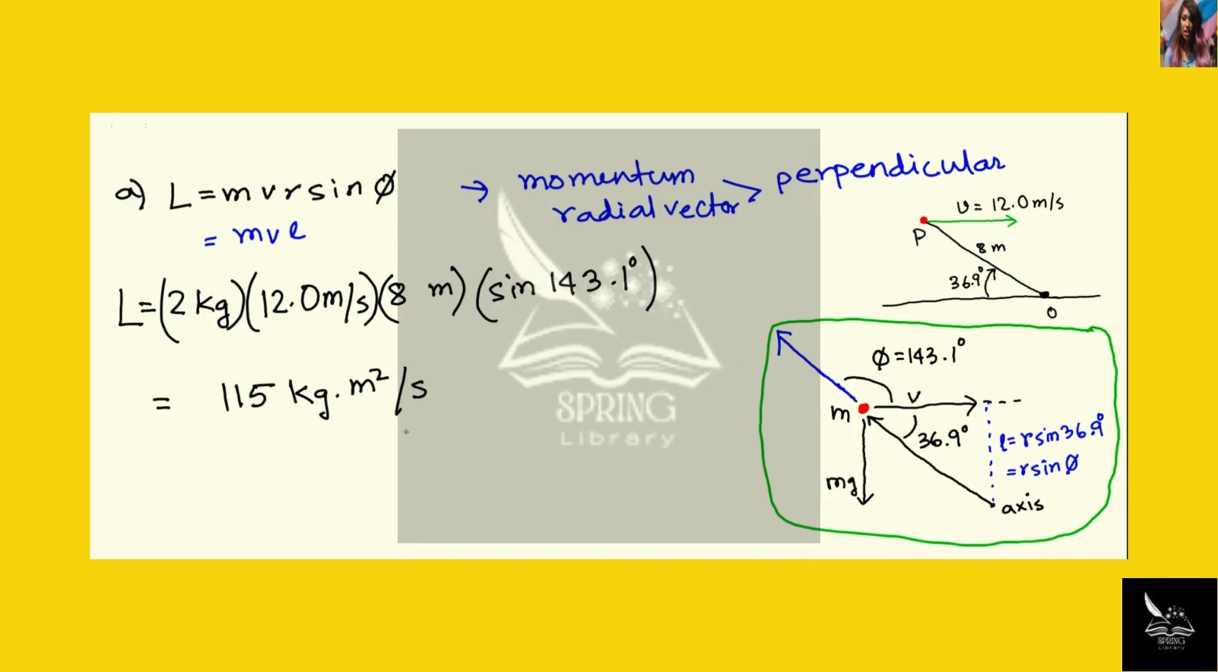Now, what about the direction? For direction, we always start with the radial vector, and we'll use the right hand rule for that. So we'll start with the radial vector r, and then we curl our fingers towards v. If we do so, we see that our thumb will be pointing into the page. So that's the direction of our angular momentum. Angular momentum will have a direction into the page.